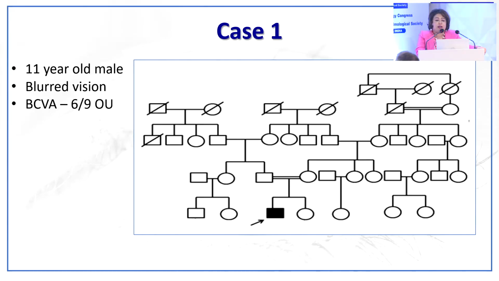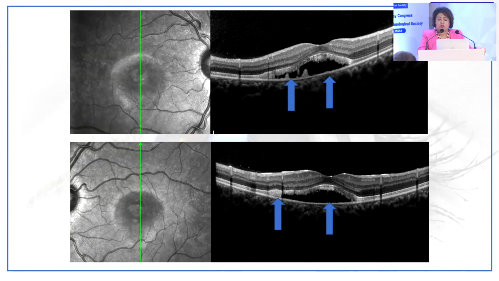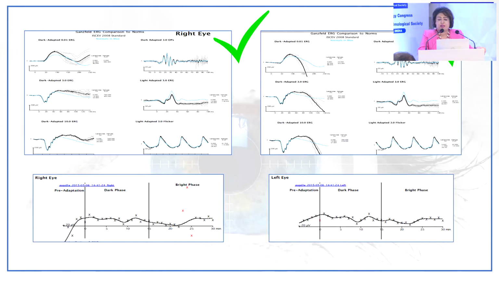This is another case, an 11-year-old male, blurred vision, BCVA 6/9. You can see this is autosomal dominant Best disease. You can see the deposits, and this is the OCT. This is the serous RD. And you can see here, ERG is normal and EOG is abnormal.